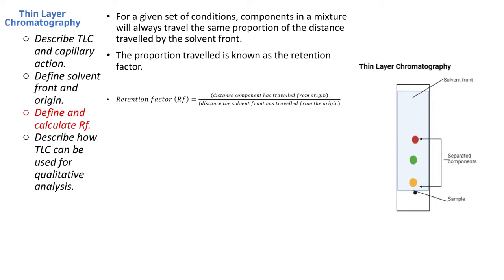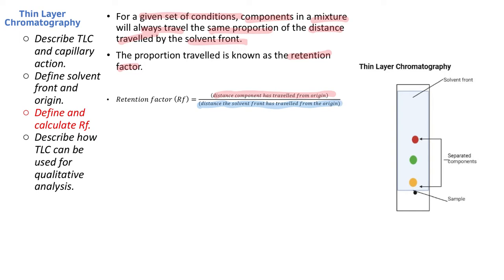So for a given set of conditions, components in a mixture will always travel the same proportion of the distance traveled by the solvent front. Okay, so proportion meaning like, oh, it'll move 60% of how far the solvent front has moved, or 40% of how far the solvent front has moved. This proportion traveled is known as the retention factor. So the retention factor can be calculated by the distance the component has traveled compared to the distance that the solvent front has traveled from the origin.